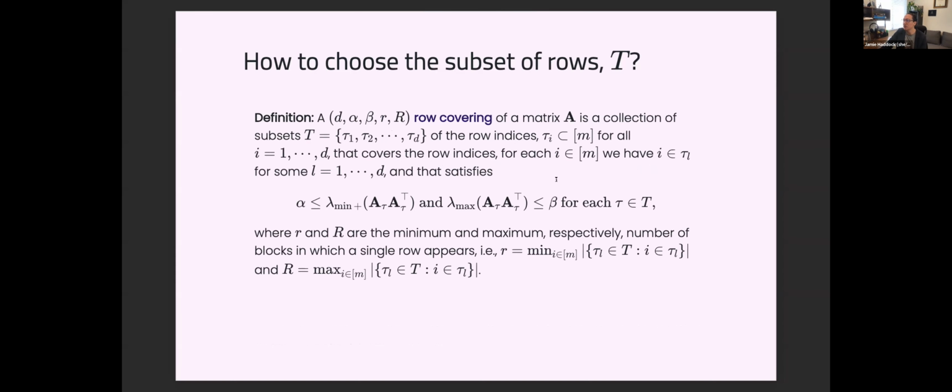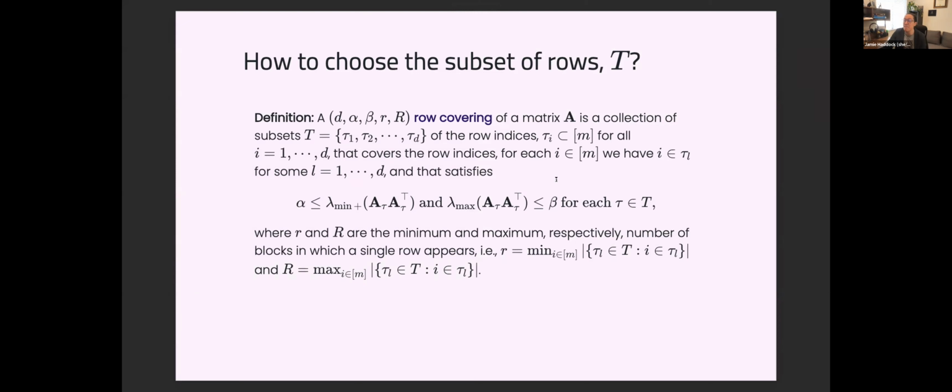Okay, but I'm going to talk very briefly about a generalization of this idea. So we're going to define a (D, alpha, beta, little r, capital R) row covering of a matrix. We're running out of variables here, but it's exactly the same idea. It's still covering all of the row indices. It still gives us control of these minimum and maximum eigenvalues, but now we don't require that this is a partition, and the little r and capital R variables are going to deal with the redundancy of the appearance of the rows in these subsets.